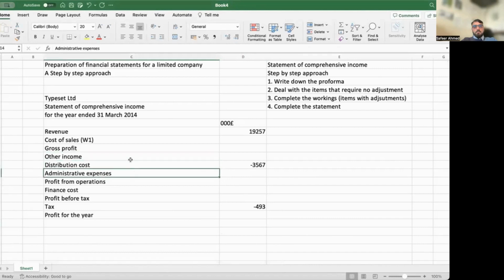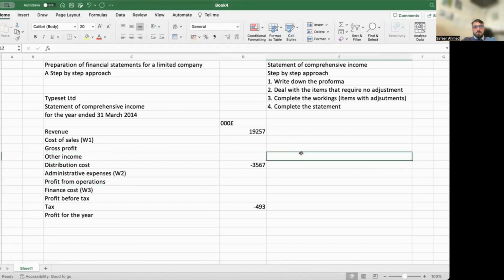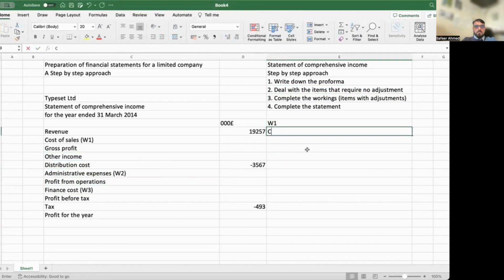Now for admin expenses, we will need to do a bit of working there, which is working 2. And finance cost, we can do this as part of our working 3. So the second step we dealt with, you can see that some easy marks there. And now I will be completing the workings, which is step 3. So first of all, working 1, which is cost of sales.